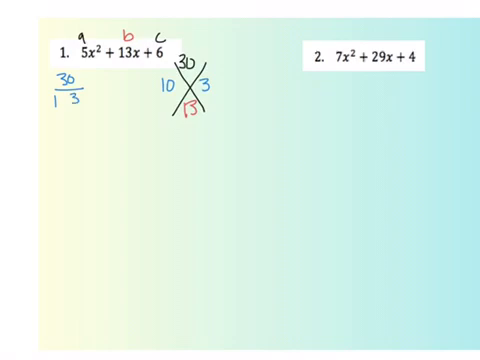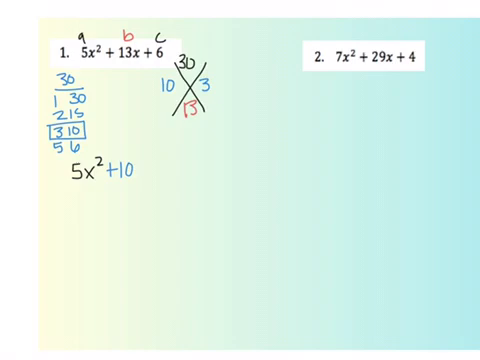I'd have 1 and 30, 2 and 15, 3 and 10, 5 and 6. So the only ones that worked were that 3 and that 10. So I'm going to rewrite the ax squared. That's going to stay. But the b term is going to be rewritten as the two factors that I found.